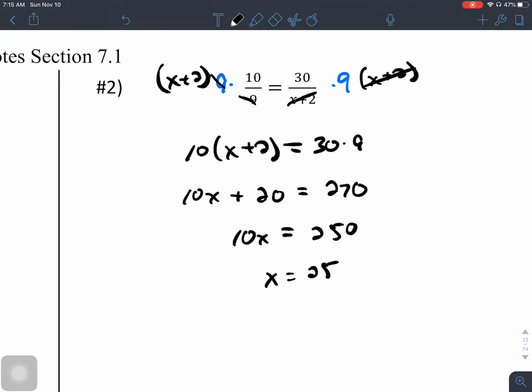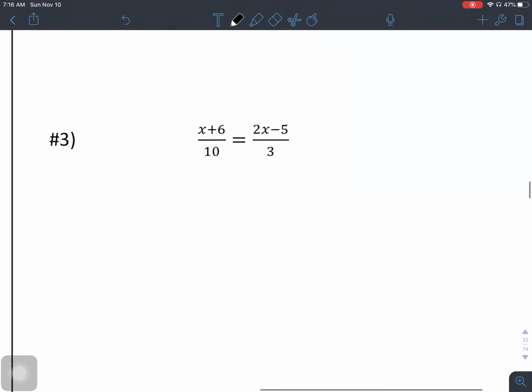You can always check your answers by plugging this 25 in up here. Is 30 over 27 the same as 10 over 9? You bet your bottom dollar it is.